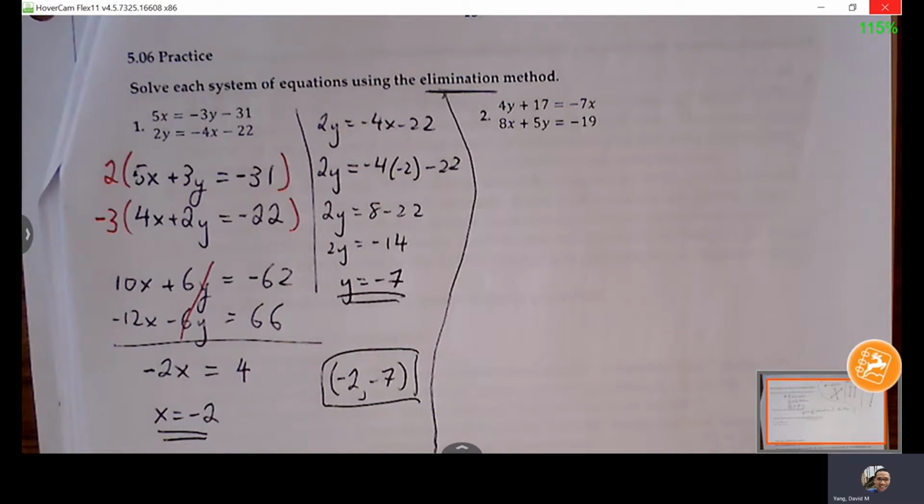Page 16, number 5 and 6, you're going to do matrix method. Okay, don't use elimination method for 5 and 6. Go back to using matrix. Yeah, just 5 and 6.